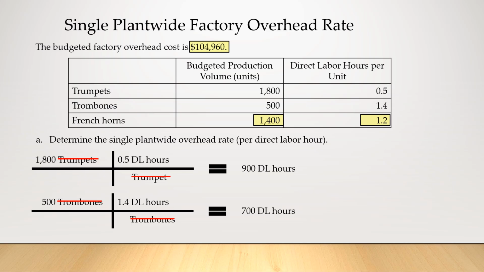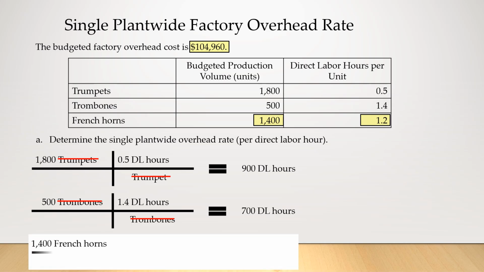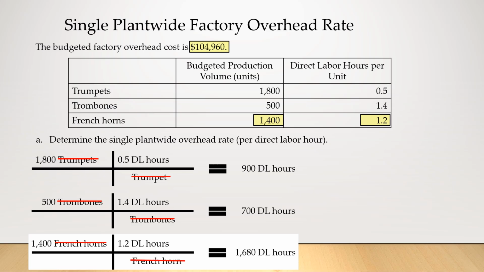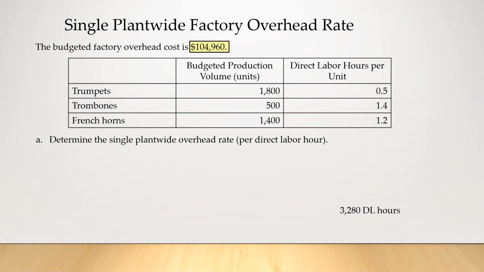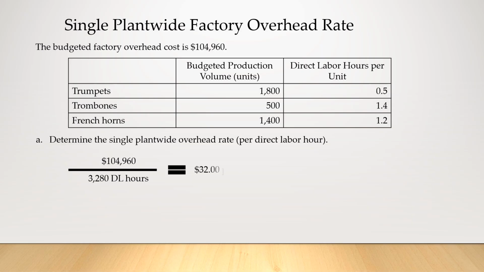Repeat the calculation one more time, but for French horns. Total direct labor hours required, 1,680. Sum these 3 amounts, and total labor hours required for all 3 product lines is 3,280. Now that we have our total direct labor hours, divide that number into the total factory overhead. The single plant-wide overhead rate will be $32 per direct labor hour.